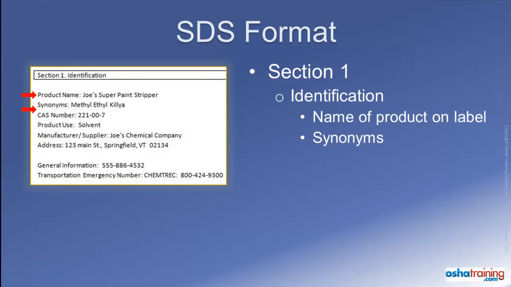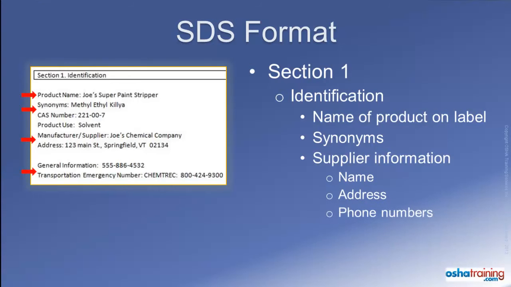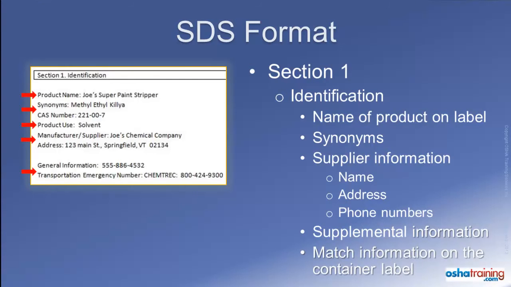You will also find supplier information, including the name of the manufacturer or distributor of the product, their address, and emergency contact number. And on some safety data sheets you may see supplemental information about the product, such as the intended use for the product, directions for its use, and possibly an expiration date. All this information must match that appearing on the container label.